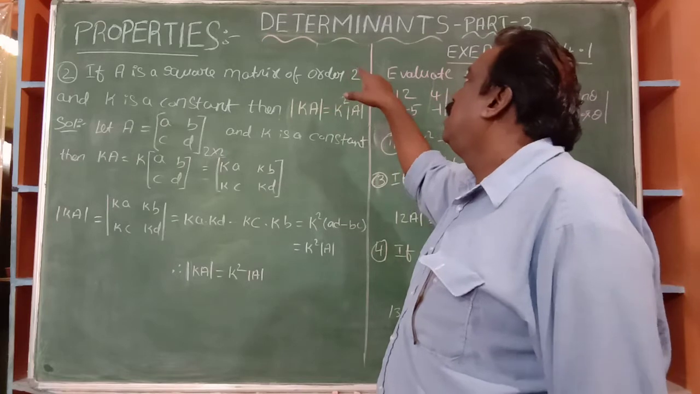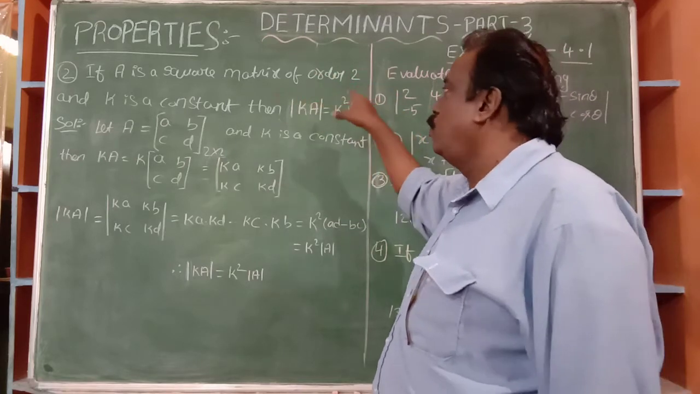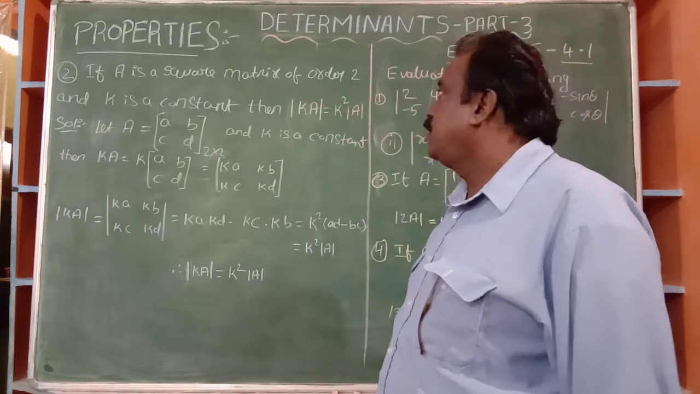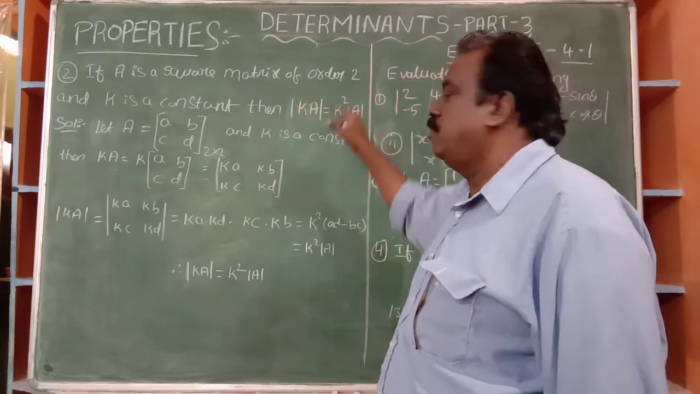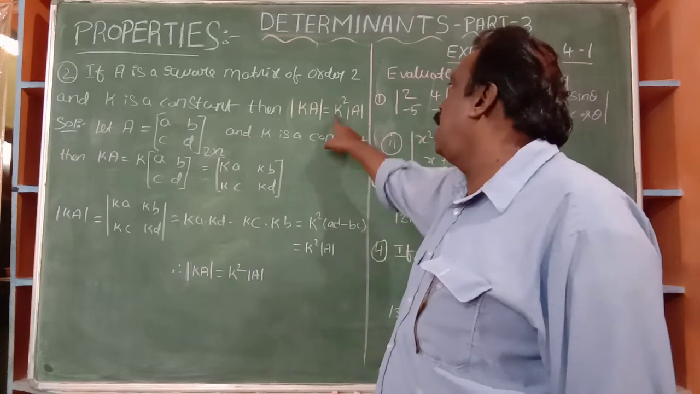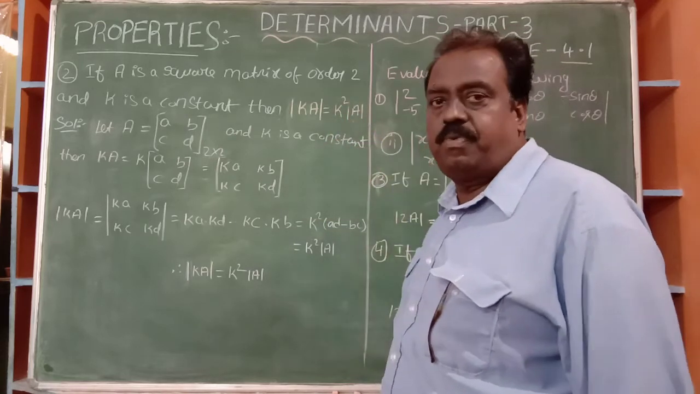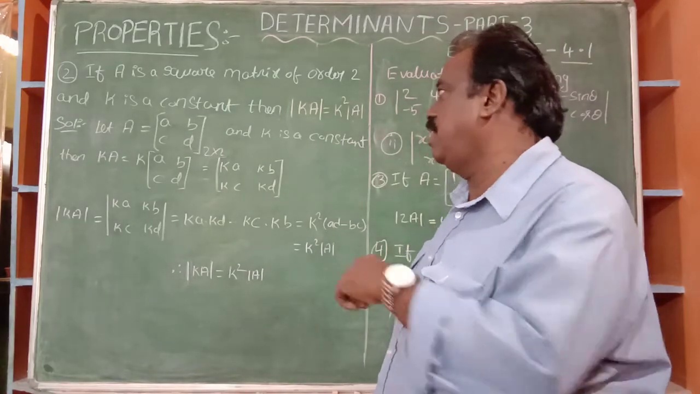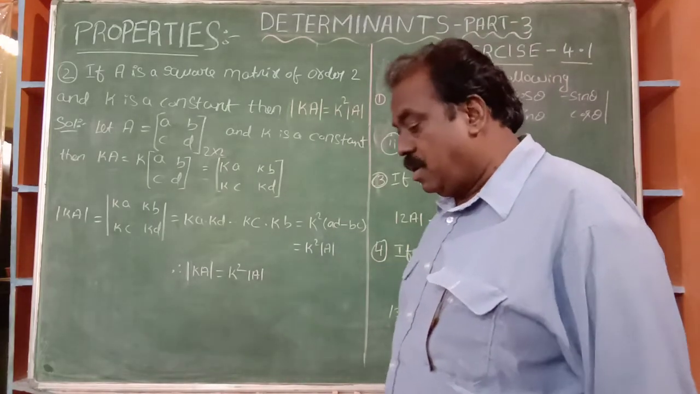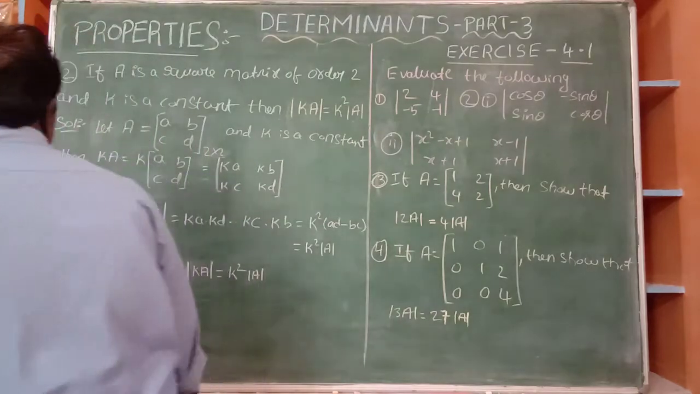Here the order of A is 2, so it is K square. If the matrix is of order 3, then it is K cube. If it is of order 4, K power 4, like that. Of order n, K power n will come. That is the property. Now we will solve it.